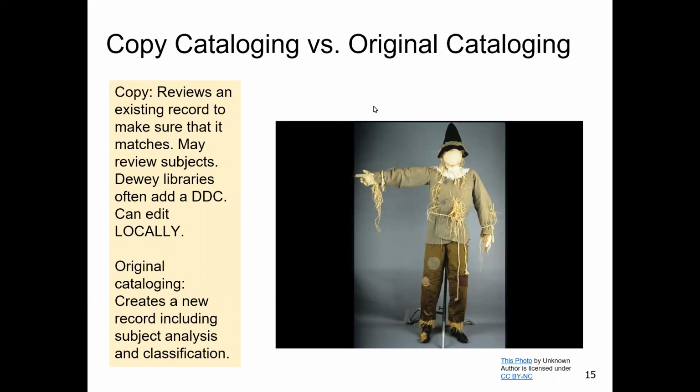So when you're copy cataloging, you're going to find an existing record. So this is a record that someone else has already created. Another cataloger did the original cataloging and they have created a record, and you are looking for a matching record. So you are going to review that record to make sure it matches. And we will touch on this at the end of today about what makes for a match.